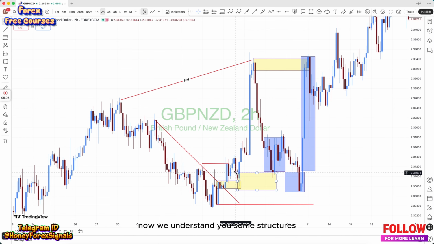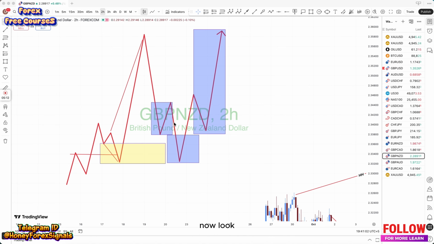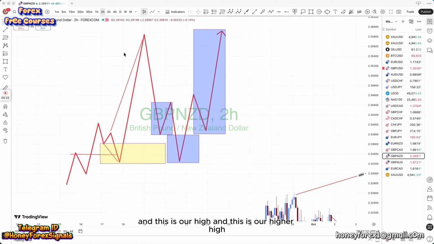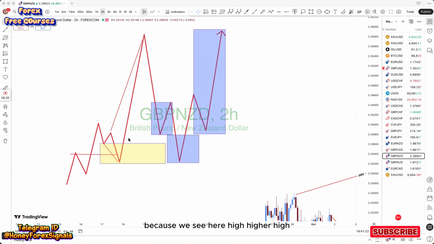Now we understand some structures. Now look. On the left side, rally base rally, and this is our resistance area, and this is our support area. And this is our high, and this is our higher high. So this demand area confirmation is confirmed, because we see here high, higher high. So this is drop base drop, and this is rally base rally, and this is high, higher high, low, lower low, QM. We mark the QM.